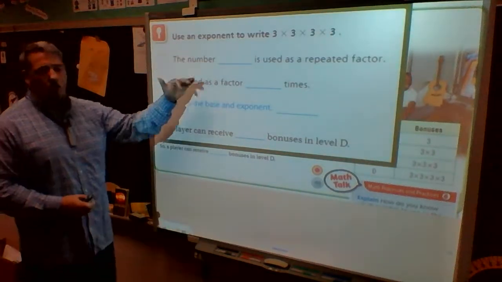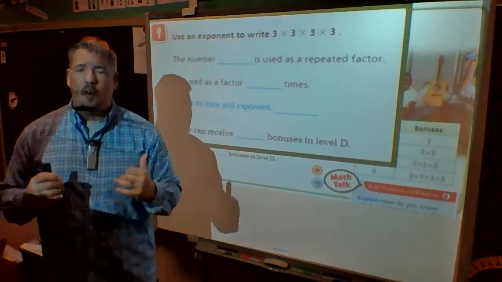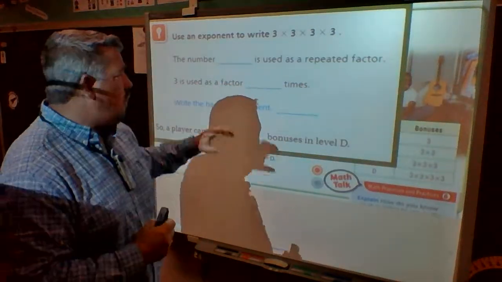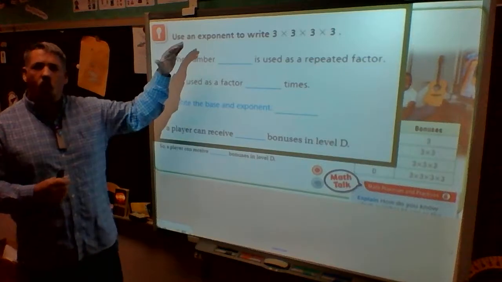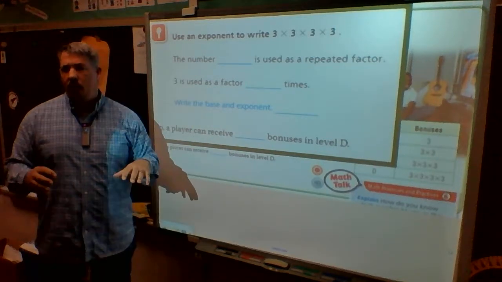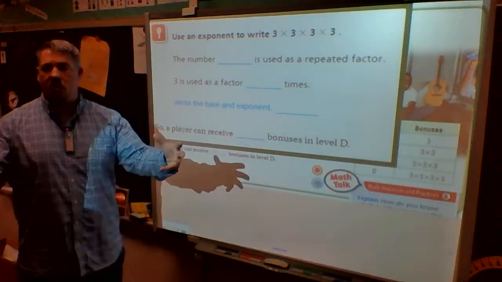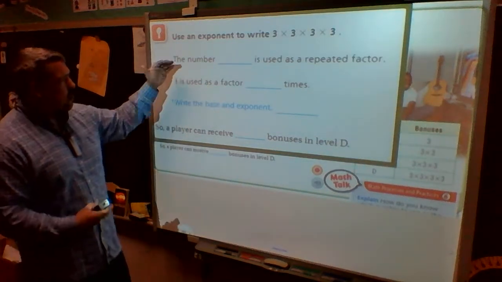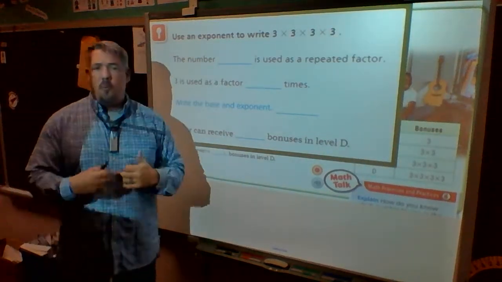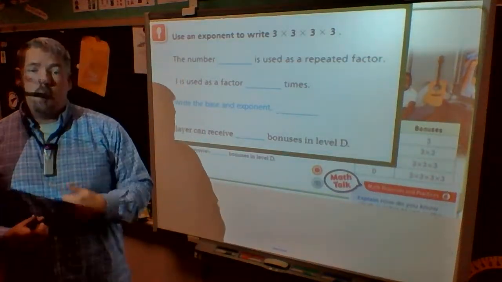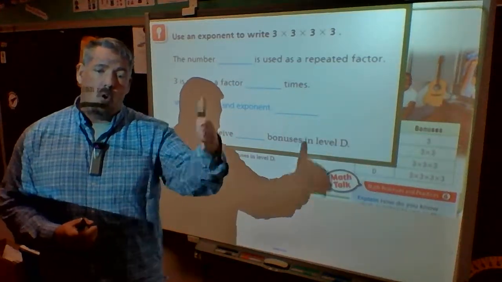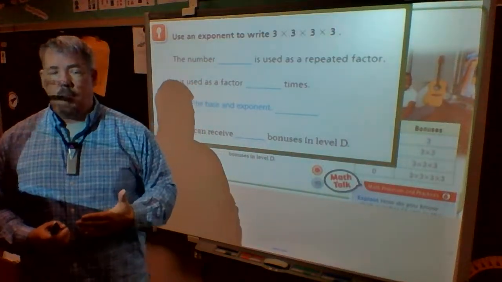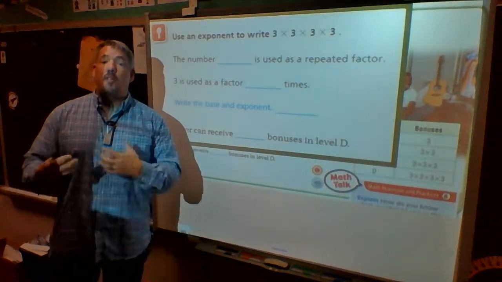And then all of these are always set up with our thinking pattern, our thinking path. This is what we should have in our mind as we work through these until we really have a solid base and foundation to be successful with them. So it walks us through and we fill in the blanks. The number blank is used as a repeated factor. So once again, the repeated factor is the number that's shown over and over and over again in the multiplication problem. When it comes to an exponent number, we call it the base.